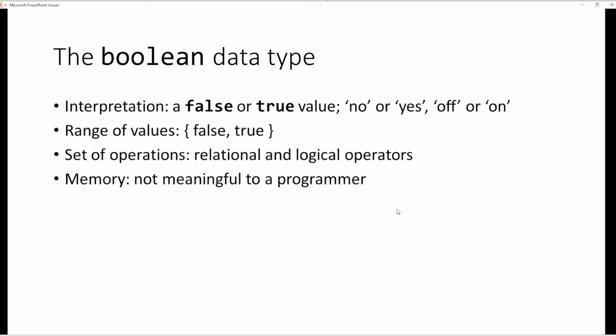The set of operations on it are those 6 relational operators. And later in this chapter, we will discuss logical operators, that is, and, or. We can combine those relational operators into a complex expression. Even then, it will always resolve to a single true or false value. The memory characteristics of a Boolean is not meaningful to a programmer, so we'll ignore it.